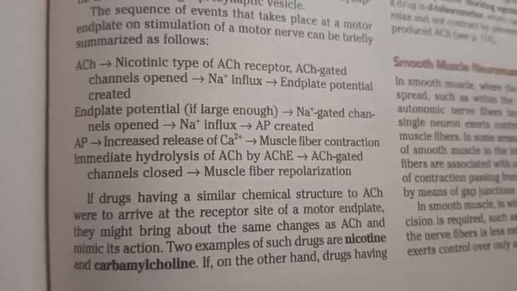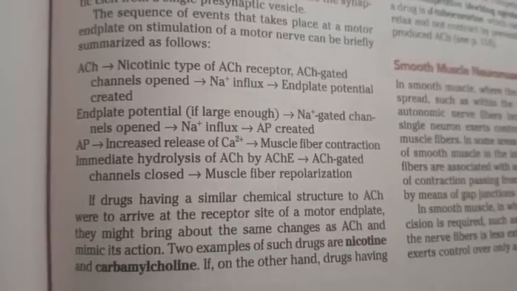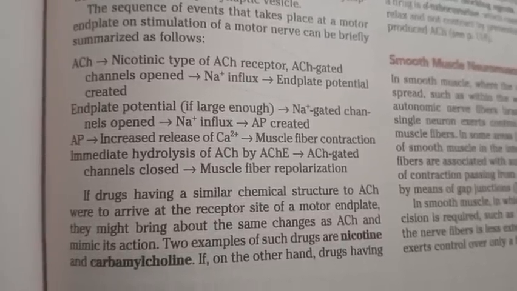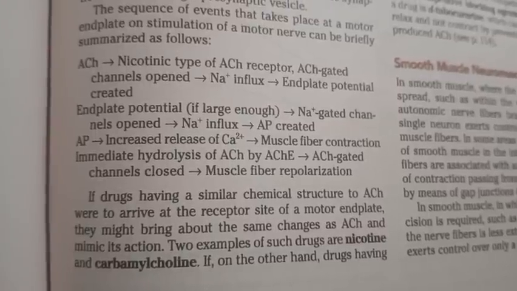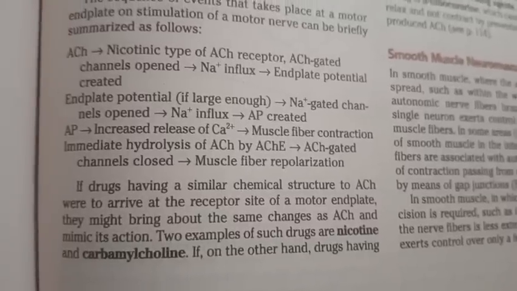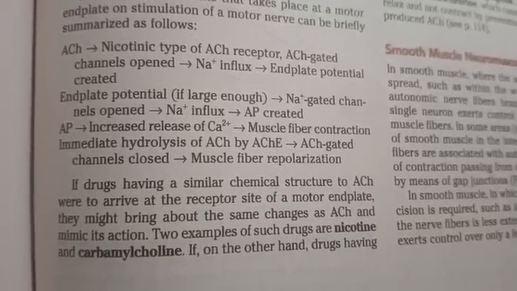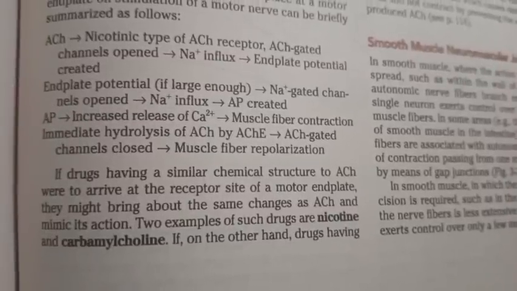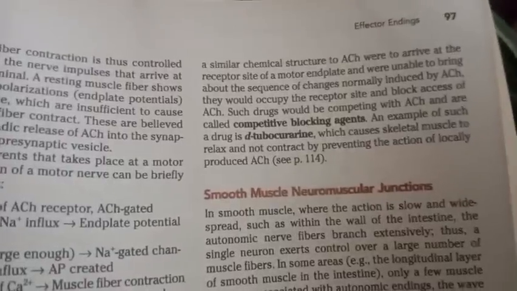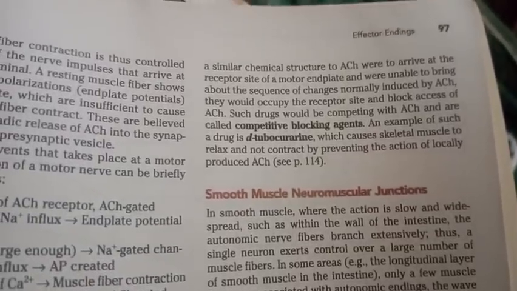If drugs having a similar chemical structure to ACH were to arrive at the receptor site of the motor end plate, they might bring about the same changes as ACH and mimic its action. Two examples of such drugs are nicotine and carbamylcholine. If, on the other hand, drugs having a similar chemical structure to ACH were to arrive at the receptor site of a motor end plate.